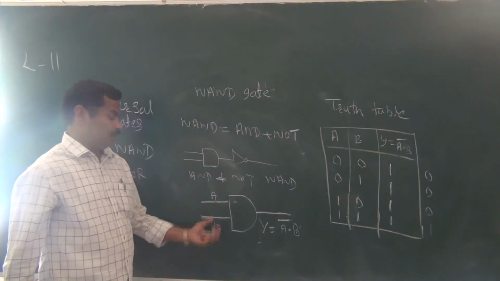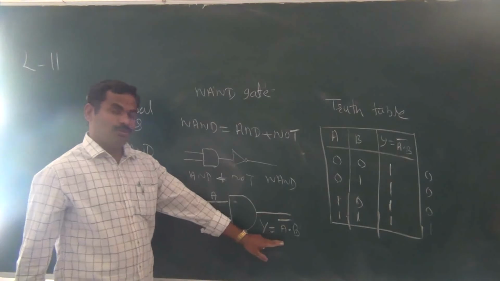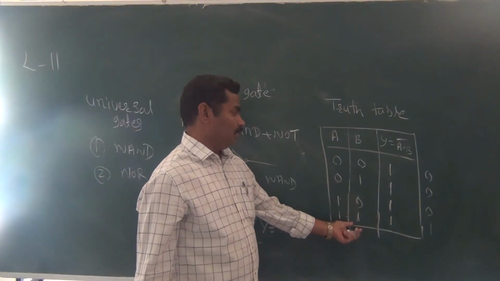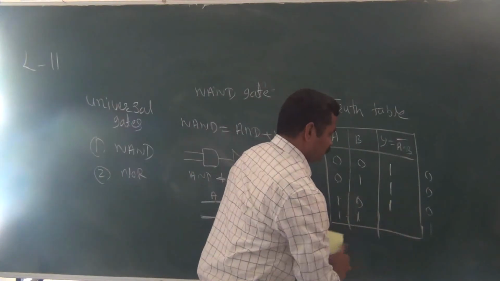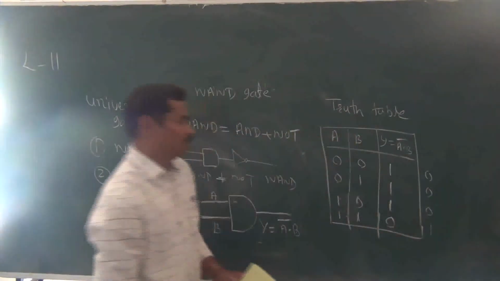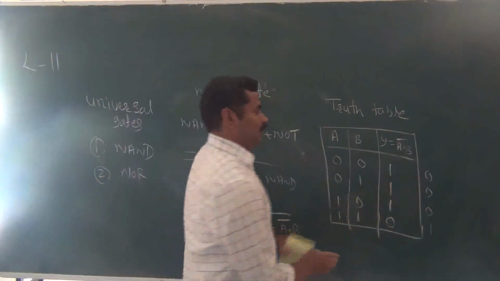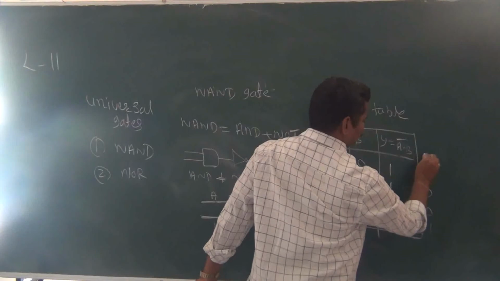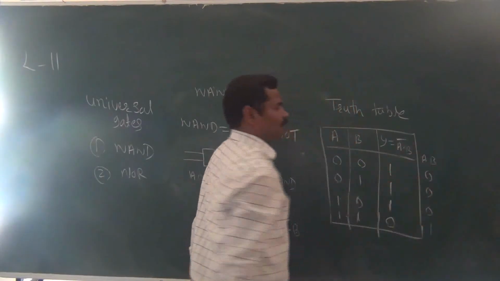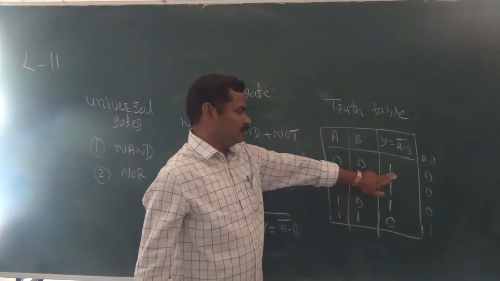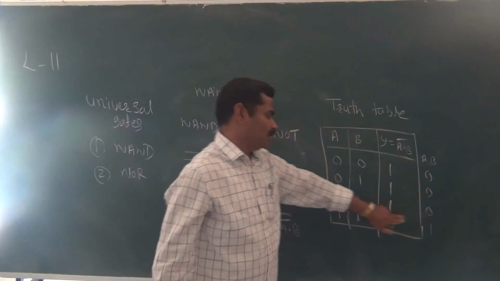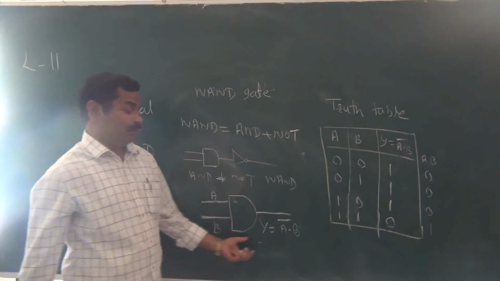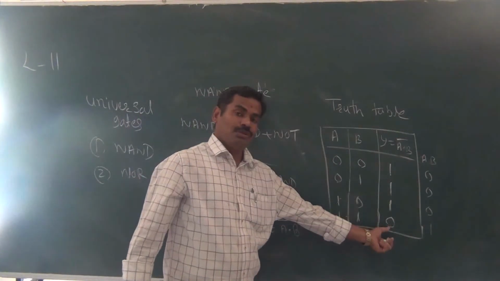The NAND gate has two inputs and only one output. The important thing is that it is the reverse. This is AND, or you can write A dot B. You take the complement of this: 0 complement 1, 0 complement 1, 0 complement 1, and 1 complement 0. What is the importance of the NAND gate? Only when both inputs are 1, the output is 0. The remaining times it is 1 only.